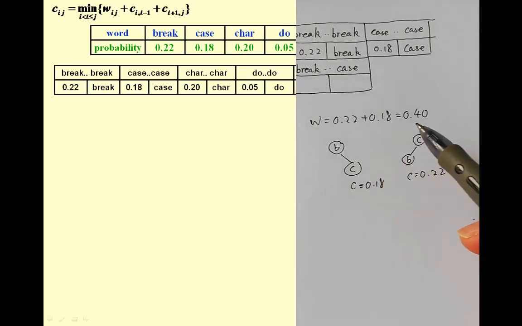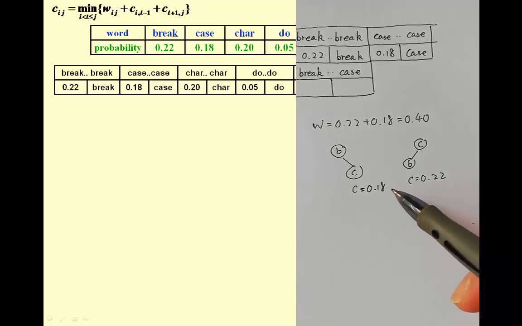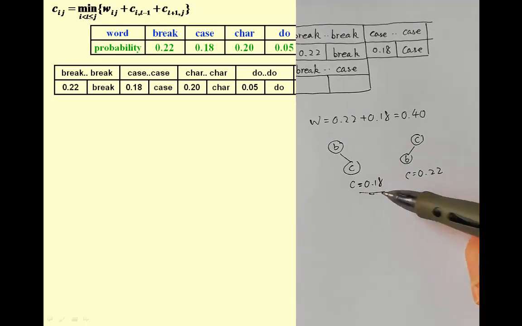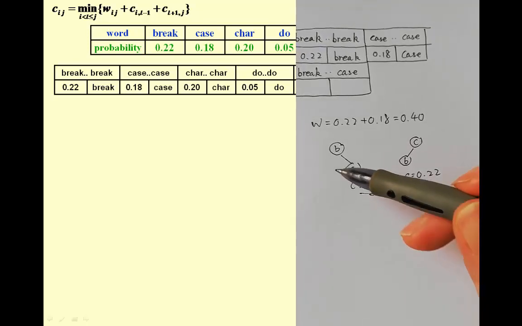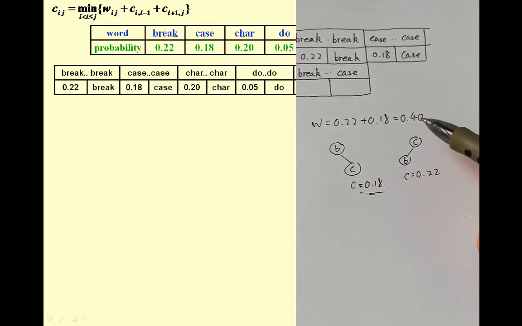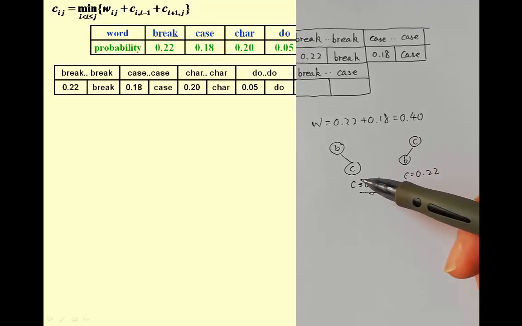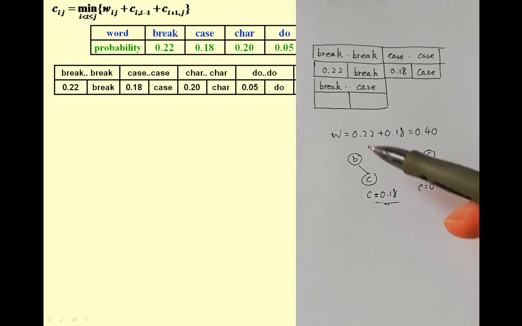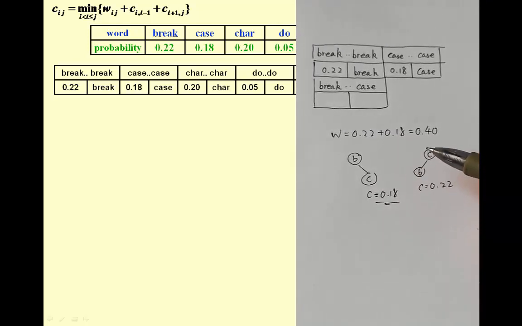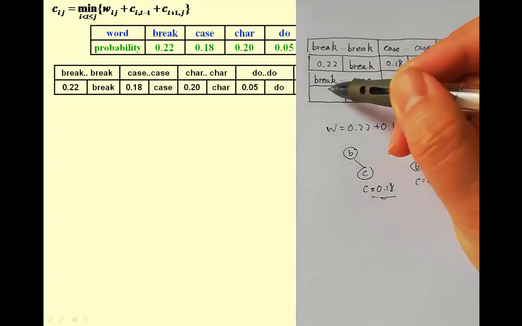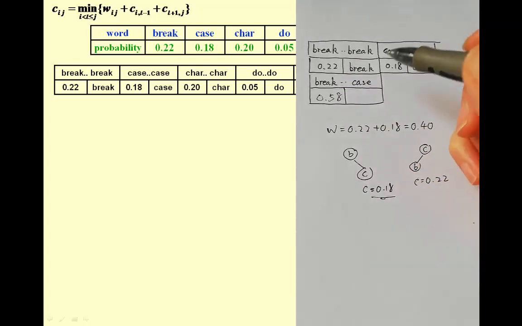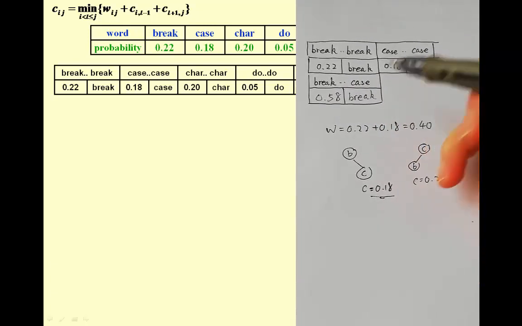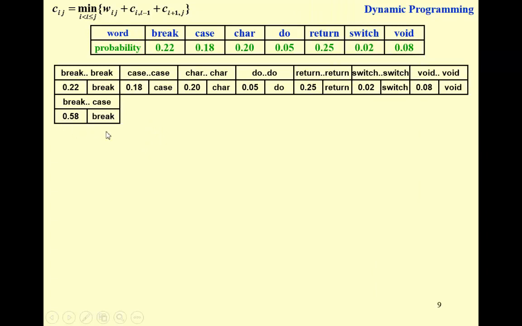Since the weight is fixed, we only have to pick the smaller one between these two costs, which is this one. Okay, so we know that for this subproblem, the optimal solution would be this weight plus this cost. And the optimal root of this subtree is break. So let's fill in these two blanks. The first one is the optimal cost, which is 0.4 plus 0.18, that's 0.58. And the root is break. Now we obtain that the optimal root is break and the optimal cost is 0.58.